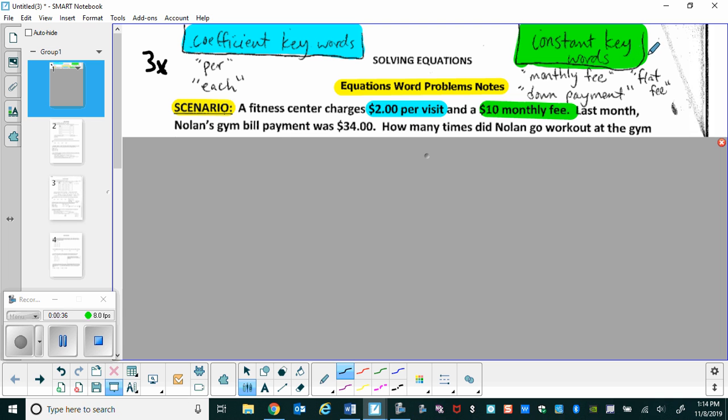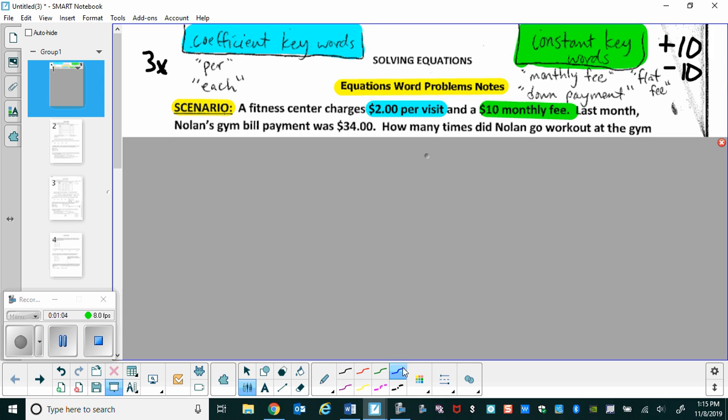Now we're going to see some problems that have the words monthly fee. If you pay something every month no matter what, that's just a constant. That's going to be a plus 10 or a plus 15, plus a certain amount. A down payment, we're going to see that in a word problem later, and a flat fee. These are all things that you'll be seeing for constant keywords, okay? So remember, a coefficient is a number with a variable, and a constant is a number that you would add or subtract all by itself at the end of the expression.